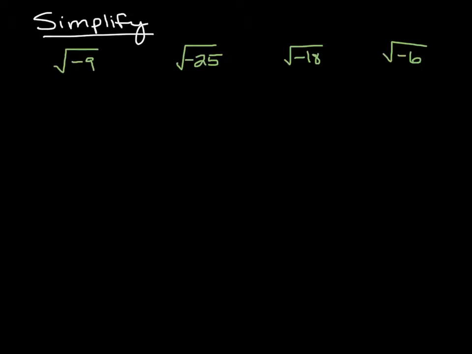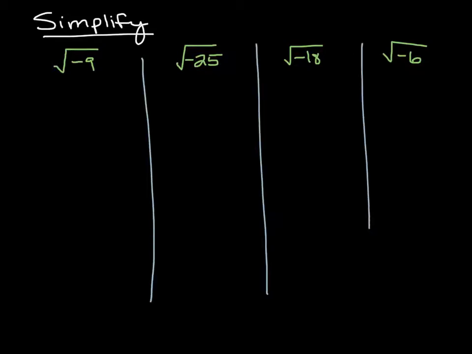Alright, here we have 4 problems where I want to simplify as far as we can. So let's take it step by step. We have the square root of -9. We can break that up into squares that we know. We know what the square root of 9 is, and we know what the square root of -1 is. The square root of 9 is 3. The square root of -1 is i. So it's easy as that. Just taking it step by step.